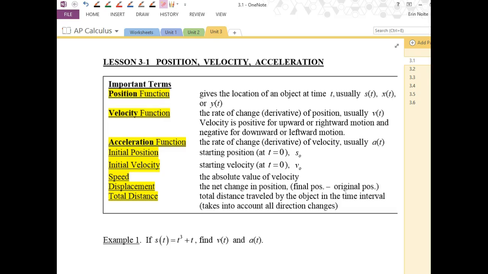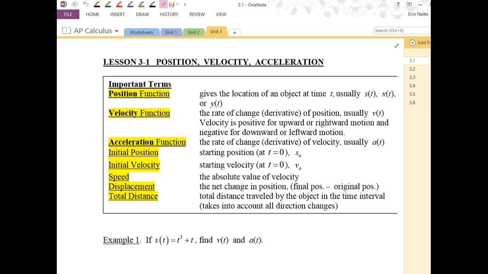Okay, so 3.1 is about position, velocity, and acceleration. This first box of information is really, really important. This is probably one of the most important boxes of information in this entire textbook.